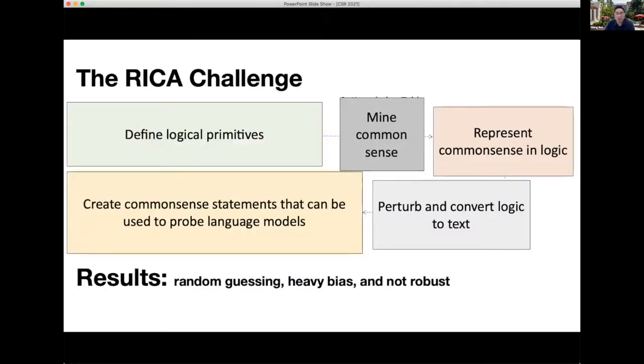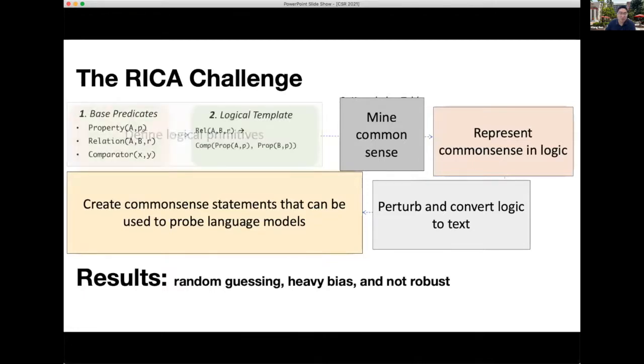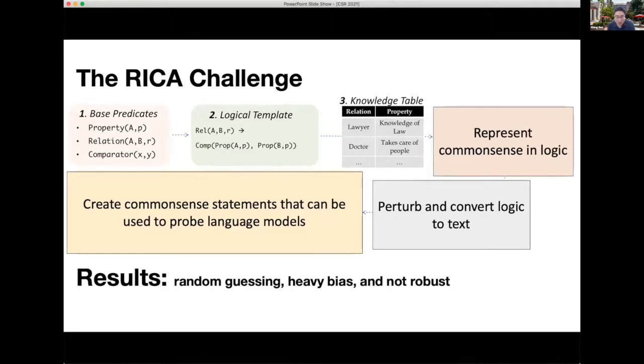So I'm going to give a brief overview of what the process of creating this challenge looks like. We start with some primitives of logical reasoning, like predicates for accessing the property of a certain entity, looking at the relation R between two entities A and B, or comparing the values X and Y, right? And then you can start manually writing down some logical templates. Like, if I know A and B have a relation R, would that lead to the conclusion that A's value P has a certain comparison to B's value P, right? And then I can automatically fill up these logical templates by retrieving property values of different entities and relation values between different entities from an existing knowledge graph like Commonsense.